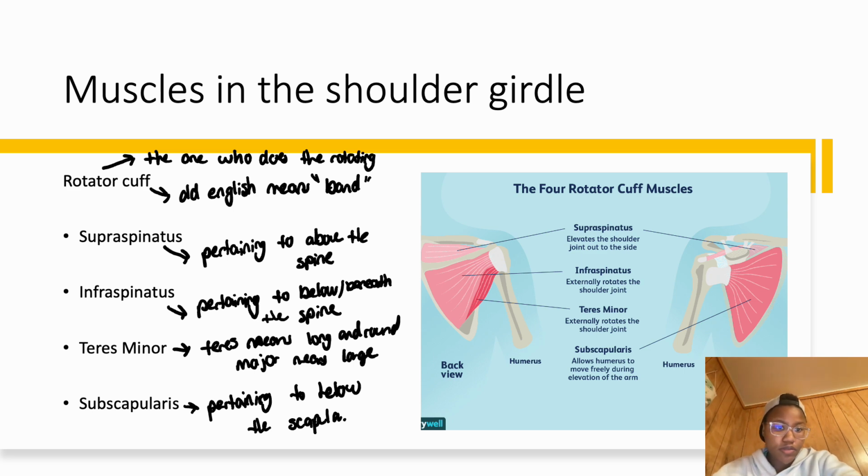And then we're going to have the teres minor. So teres means long and round, and minor means small. The reason why I have minor is because the book talks about major, there's minor, there's two. Whenever you have a minor, there has to be a major. So major means large and minor means small. So it's going to be the smallest rotator cuff muscle. Its main job is to assist with the rotation in the arm away from the body. And lastly, we have the subscapularis, pertaining to below the scapula. This is going to hold your upper arm bone into your shoulder blade, and helps you rotate your arm and hold it straight and lower it.